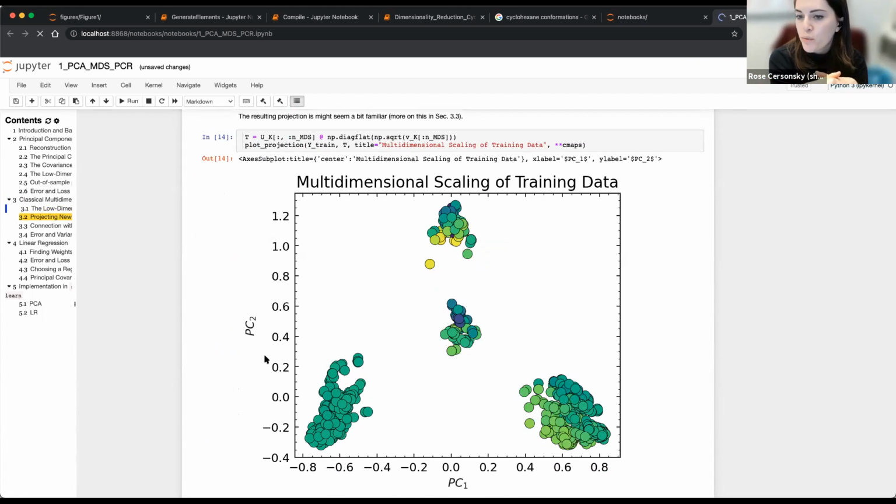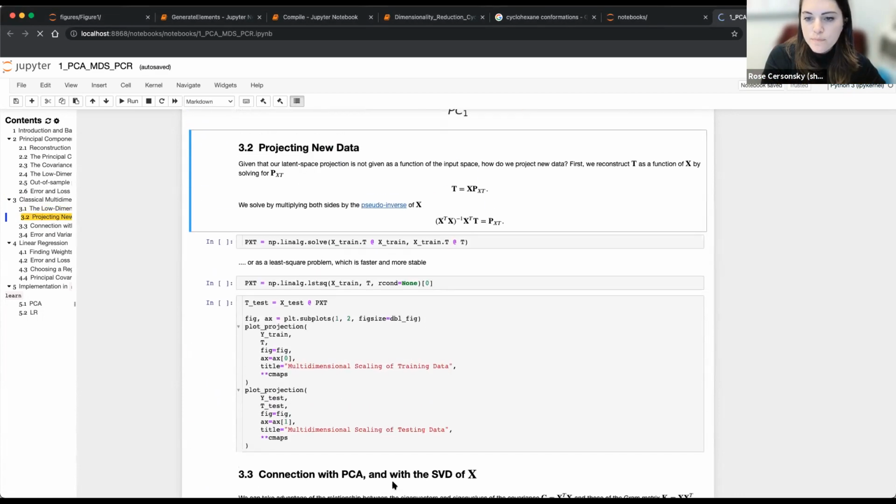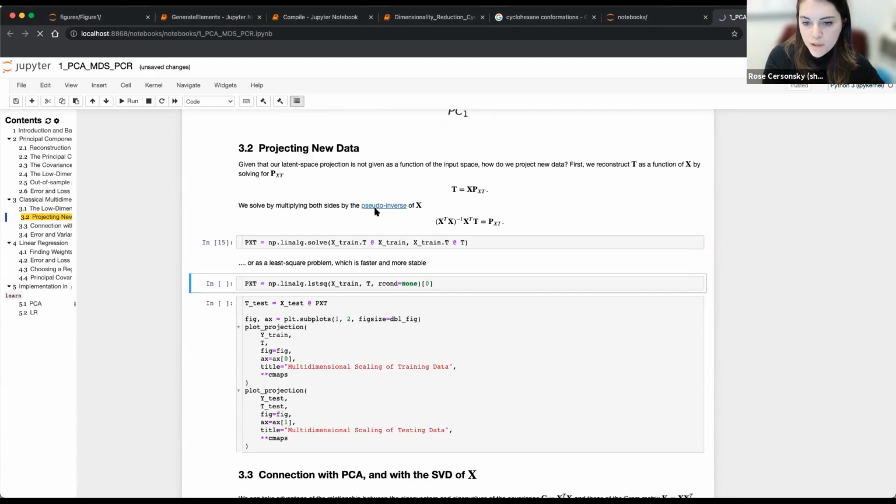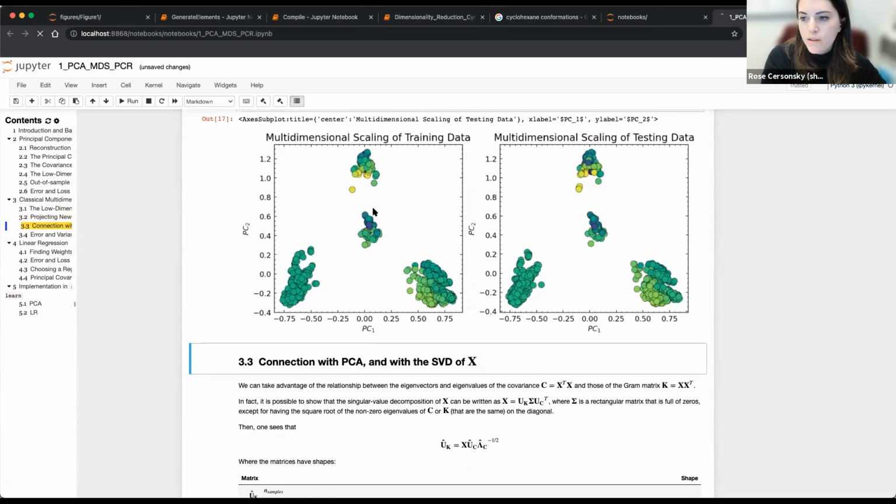Now, this isn't true when you're using non-classical MDS, when you're using a different distance metric. Hold on just a sec. And you can use it as well to do with some sort of out of sample data.